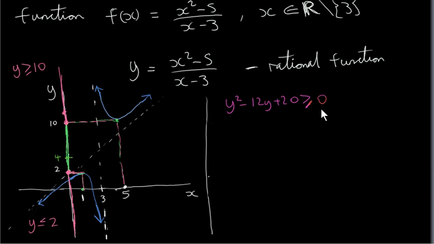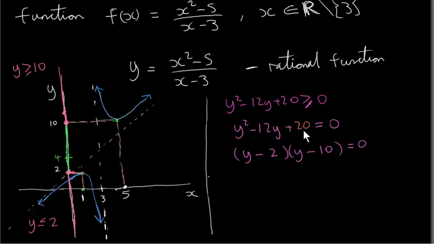So how do we solve a quadratic inequality again? Well, we start by solving the quadratic equation y squared minus 12y plus 20 equals 0. So we just consider the equation. We forget about the greater than. If we factorize this expression, we get y minus 2 times y minus 10. We put each of these factors in turn equal to 0. If we put this equal to 0, we get y equals 2. And if we put the other factor equal to 0, we get y equals 10.